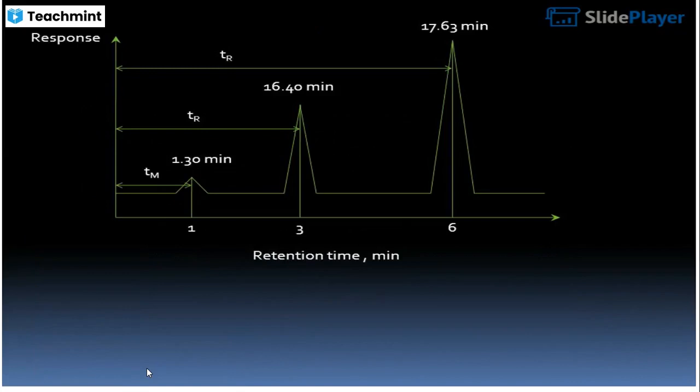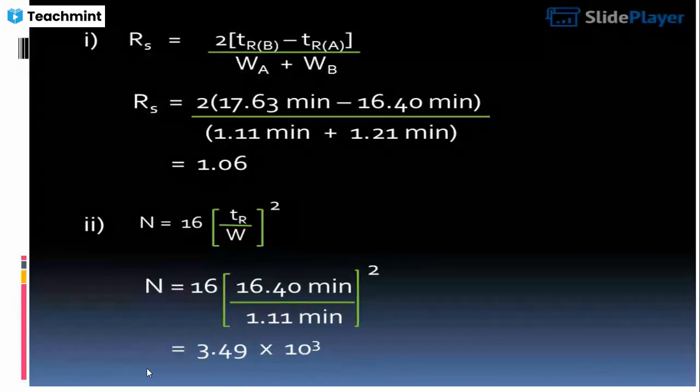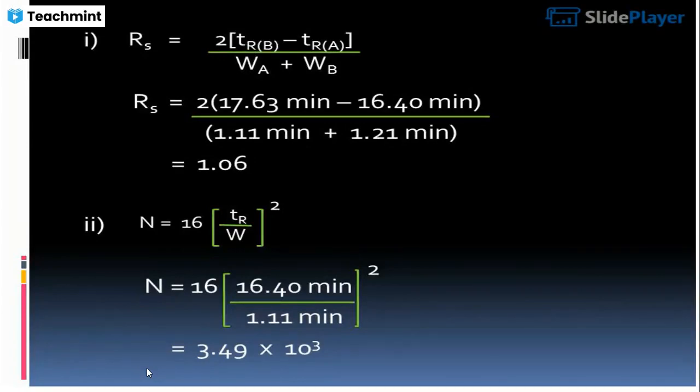Retention time: 17.63 minutes for tR of B and 16.40 minutes for tR of A. Rs equals 2 times (17.63 minutes minus 16.40 minutes) over (1.11 minutes plus 1.21 minutes) equals 1.06. N for A equals 16 times (16.40 minutes over 1.11 minutes) squared equals 3.49 times 10 cubed.